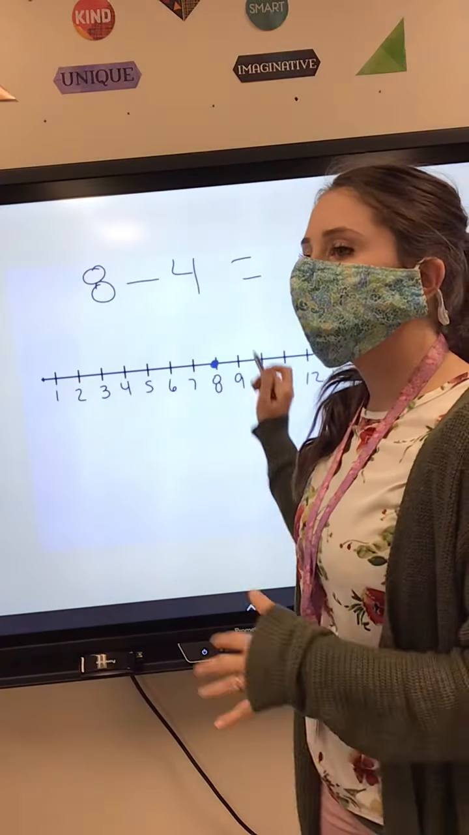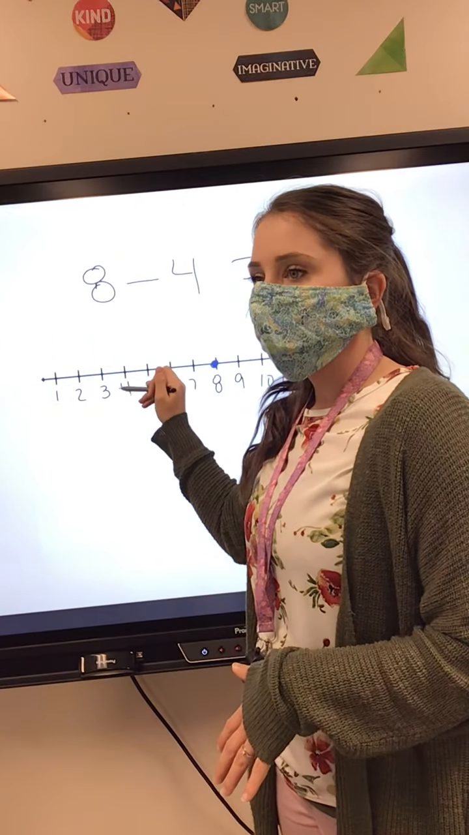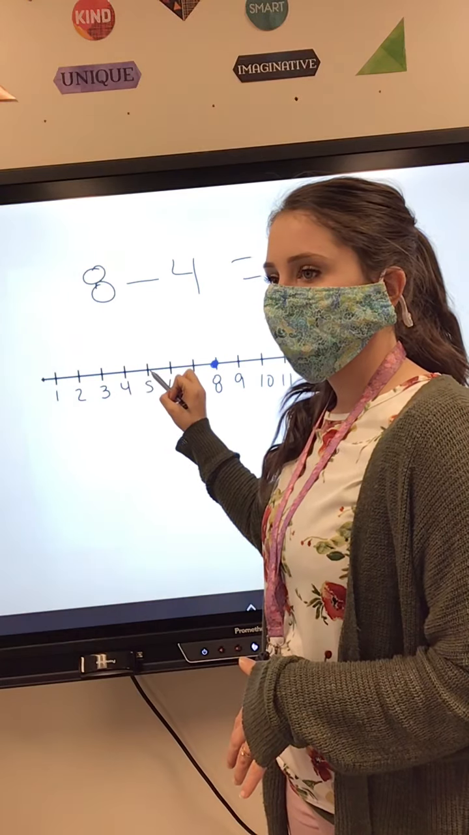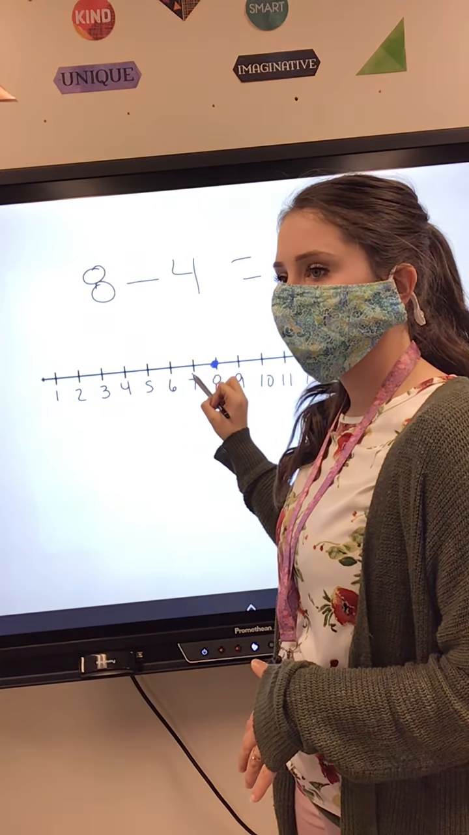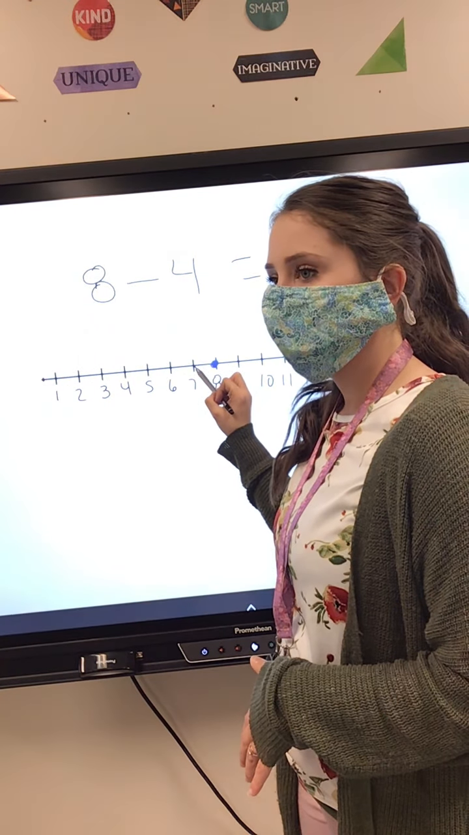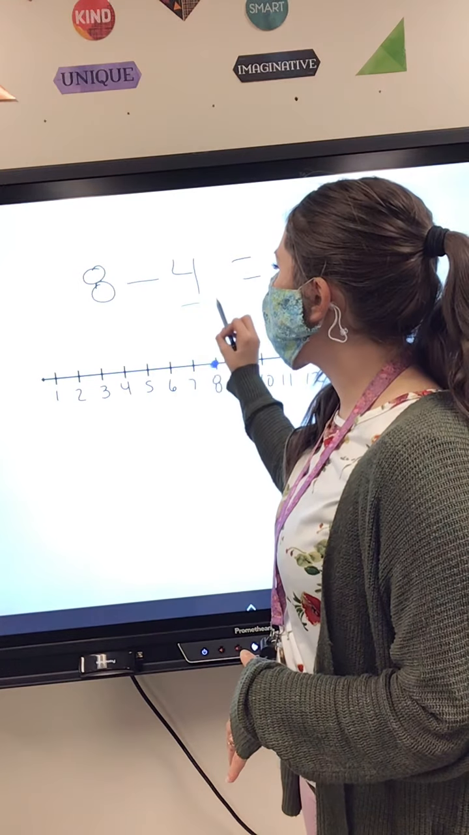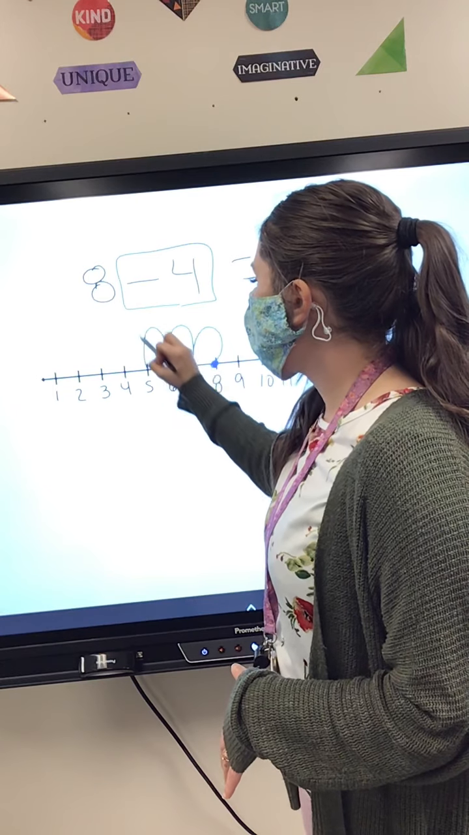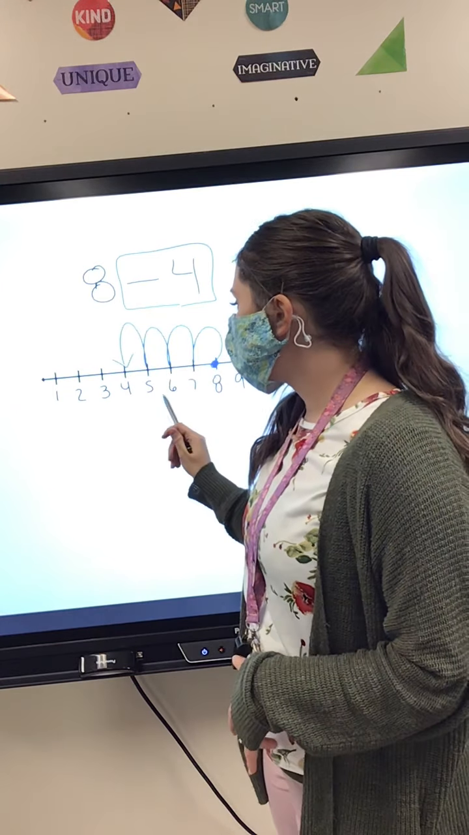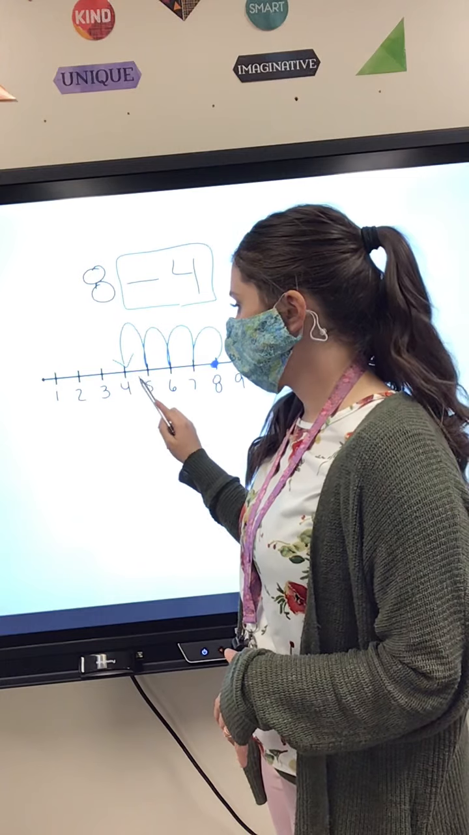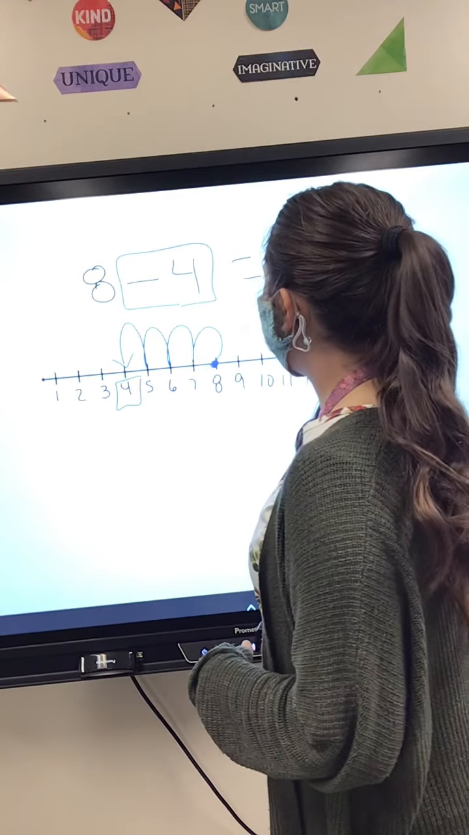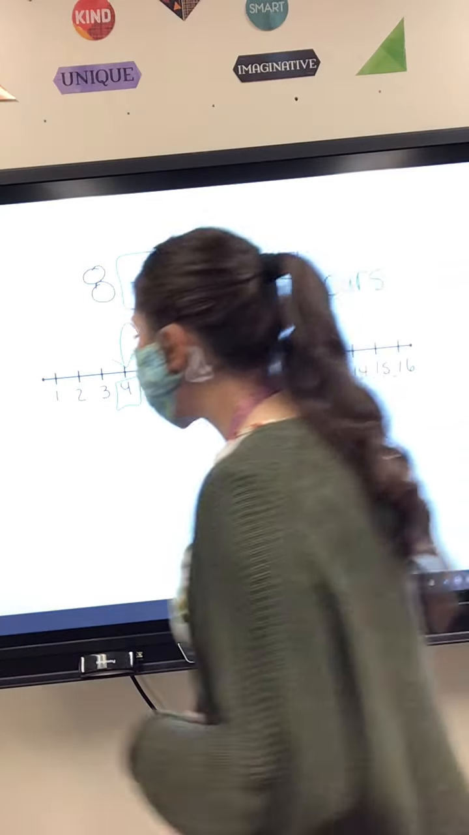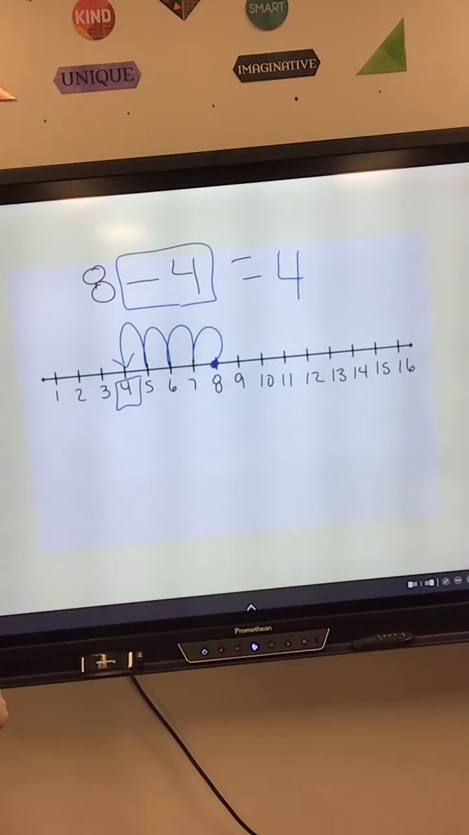Why are we hopping backward 4? Kinley, why would I hop backward 4? So you can hop backward and forth and count to the number. Oh, it's because I need to take 4 away. 1, 2, 3, 4. How many does Zachary have now? 4. 4 what? Cars. Now, there's another way that we can do that if we don't start at 8.